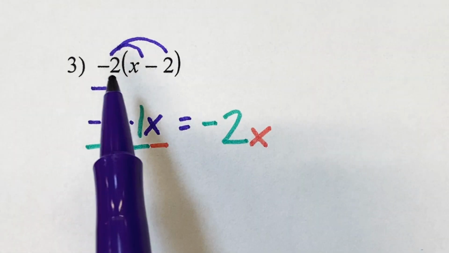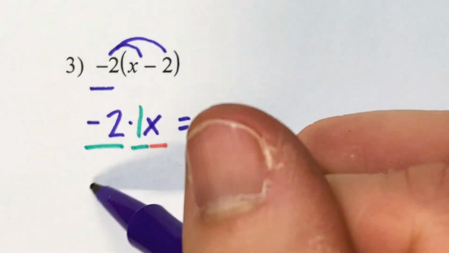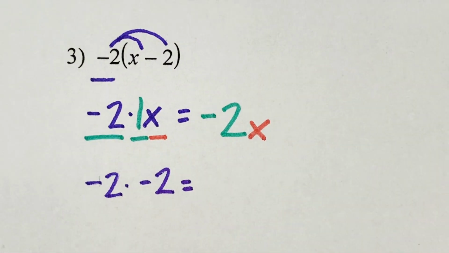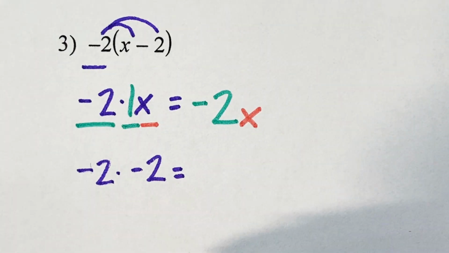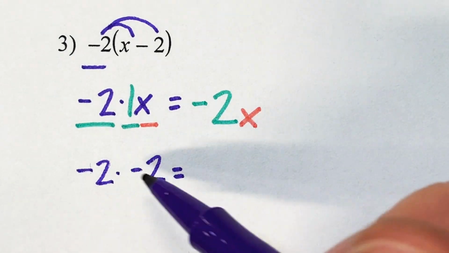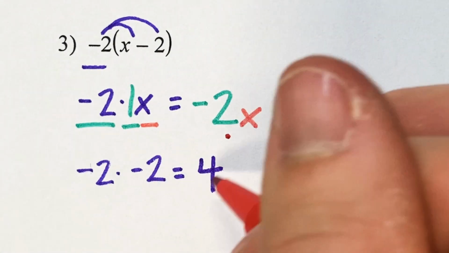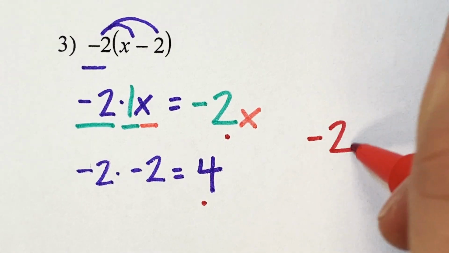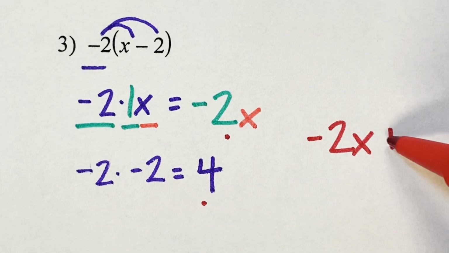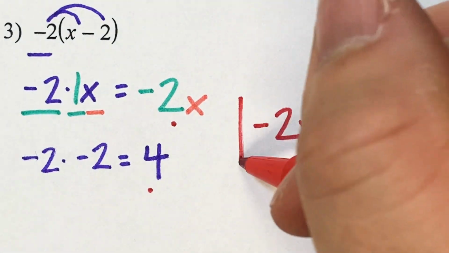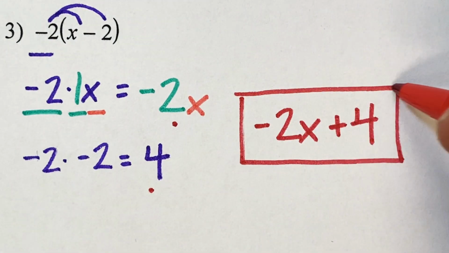Now our second piece is negative 2 times negative 2. What is that going to give me? Negative times a negative is a positive. 2 times 2 is 4. Now just put your pieces together. Negative 2x plus a positive 4, and that is our simplified expression.